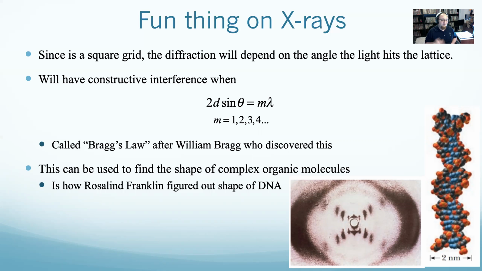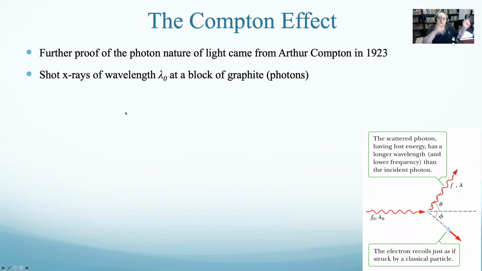Now, further proof that light can be a photon with an energy of HF came by a man named Arthur Compton, also in the photo at the beginning of the chapter. Arthur Compton worked out something called the Compton Effect, which I'm going to do a quick aside here.